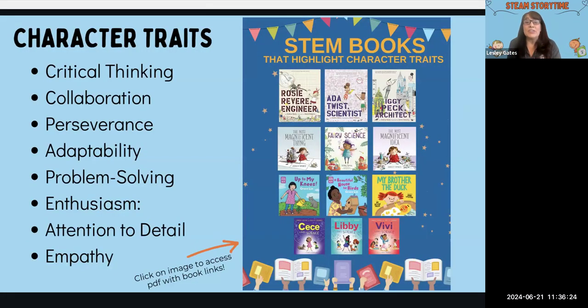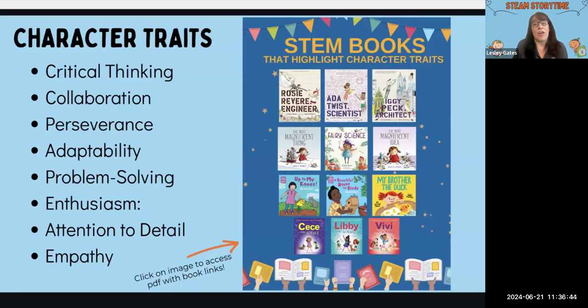So the image that you see on the right-hand side is actually a PDF document, and each of those books on there are linked. So when you click on that link or on that image, it will download a PDF and then you can access all of the links there. But these are a few.